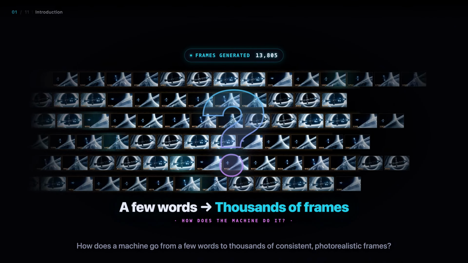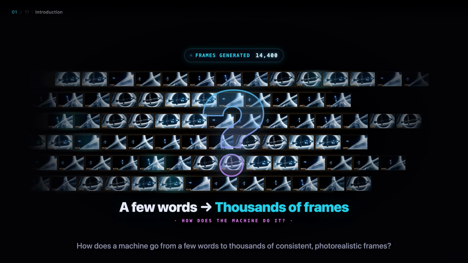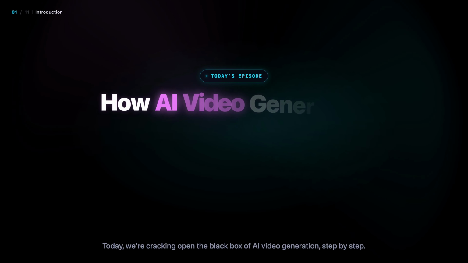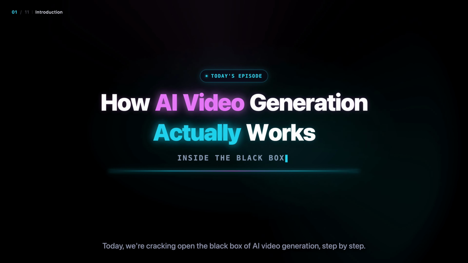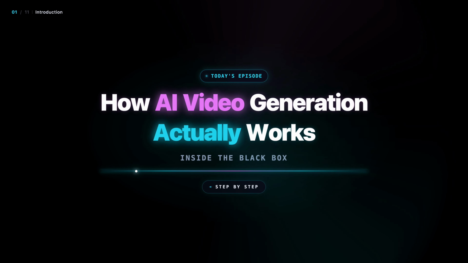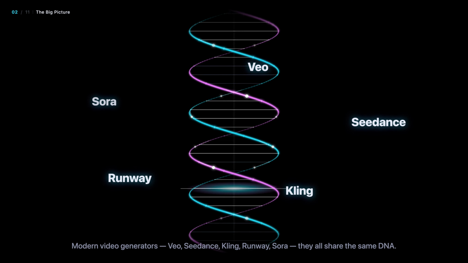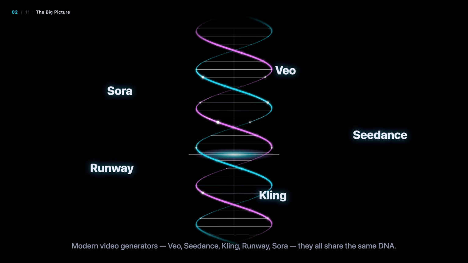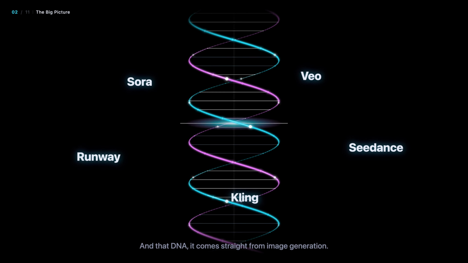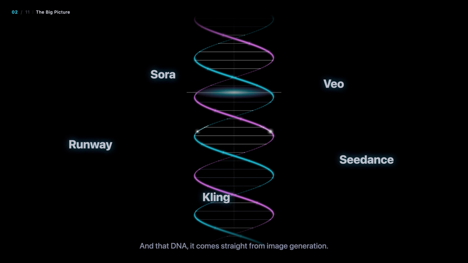But how? How does a machine go from a few words to thousands of consistent, photorealistic frames? Today, we're cracking open the black box of AI video generation, step by step. Modern video generators, Veo, Seedance, Kling, Runway, Sora, they all share the same DNA. And that DNA? It comes straight from image generation.